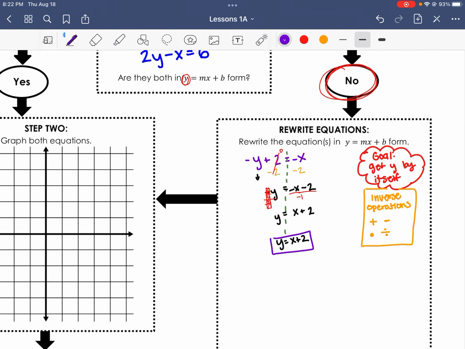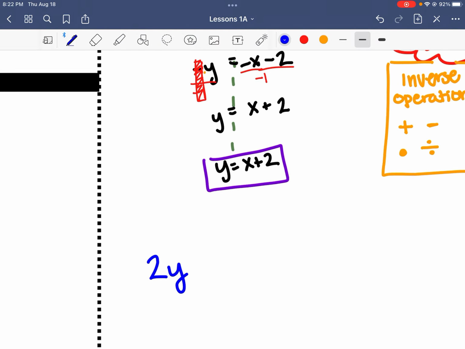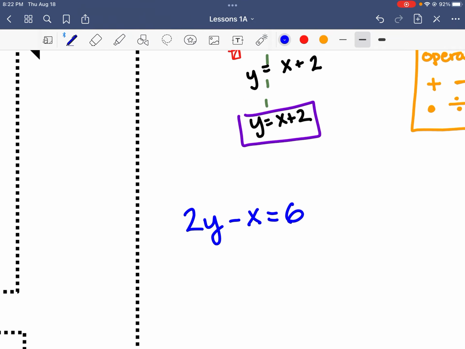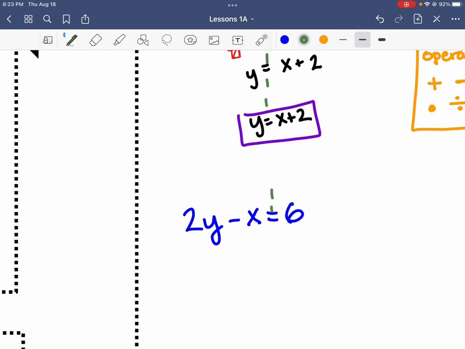Let's go ahead and go a little faster with our second one. 2y minus x equals 6. All right, I'm going to draw my equal sign. My divider, let's say.